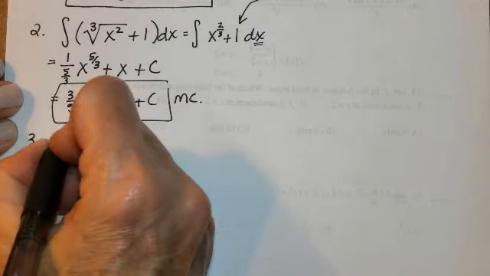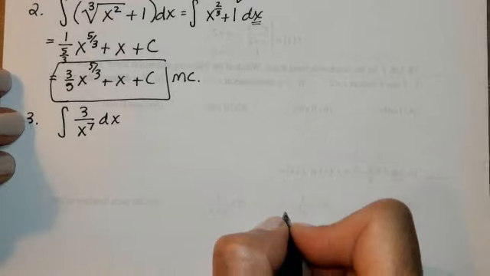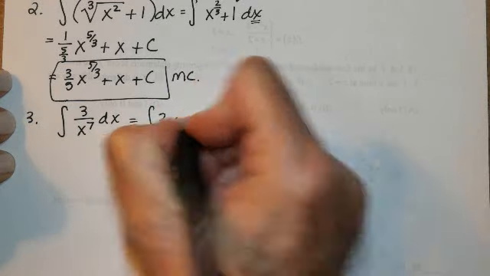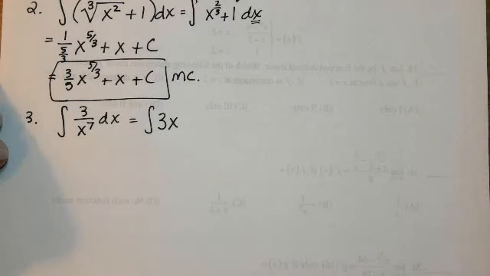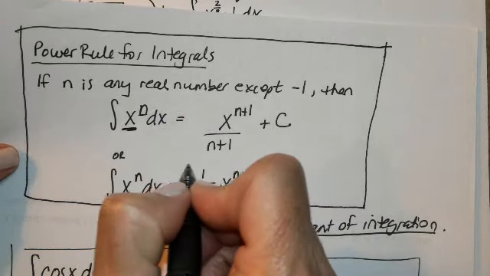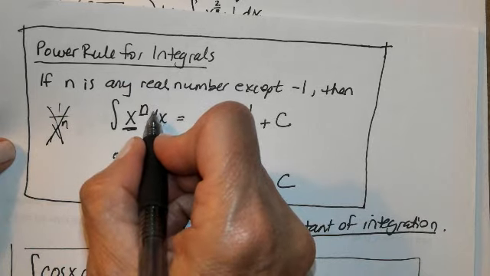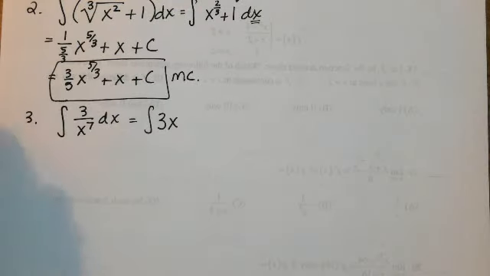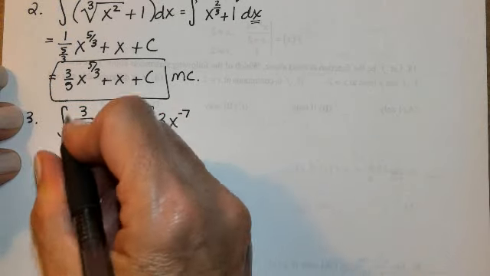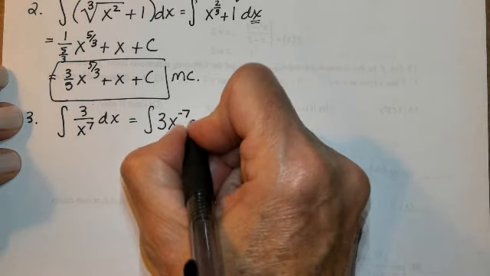Number 3. What about if we have 3 divided by x to the 7th? Well, first of all, rewrite that as 3x to some power. Because remember the power rule only works if it's x to a power, not 1 over x to some power. It has to be x to some power. So you always have to at least think of this as x to some power. Right now it's not x to some power, it's 3 divided by x to some power. So be careful with that.